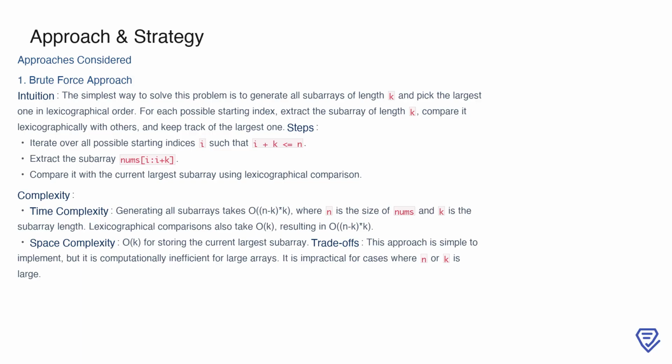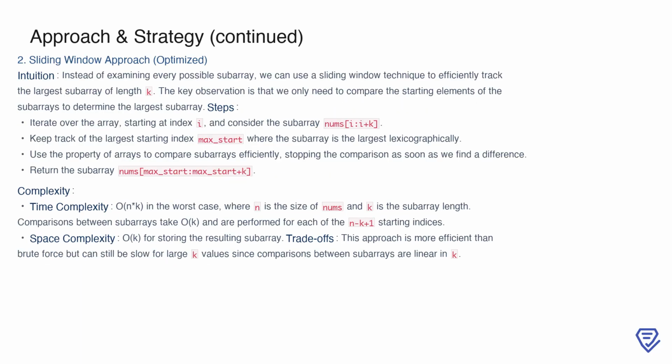However, the downside of this approach lies in its inefficiency. Generating all subarrays and performing lexicographical comparisons involves significant computational overhead. Specifically, the time complexity is O(n*k), which grows quickly with larger inputs. While simple to implement, this method is impractical for larger arrays or larger values of k due to its high computational cost. A more efficient alternative is the sliding window approach.